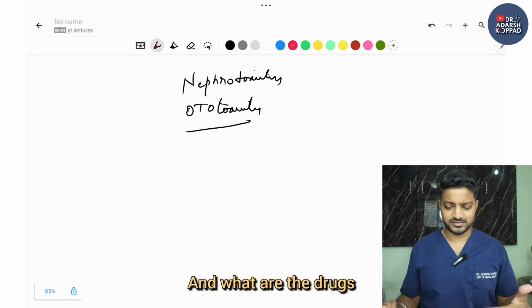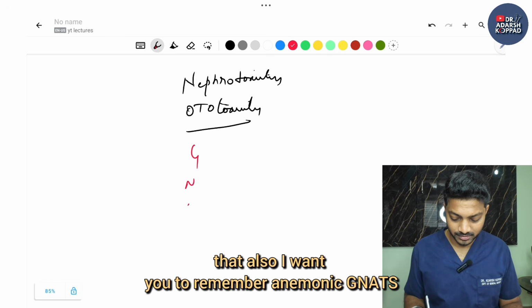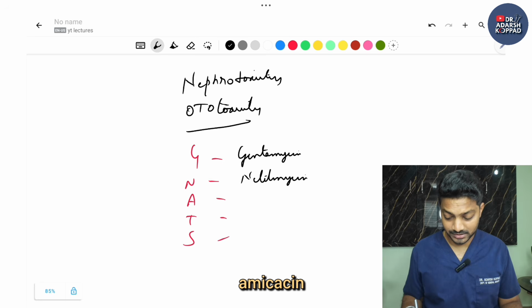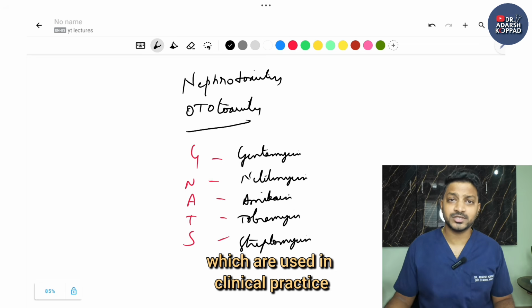And what are the drugs which are present in aminoglycosides? For that also I want you to remember a mnemonic, GNATs. That is gentamicin, netilmicin, amikacin, tobramycin, and streptomycin. These are the most common drugs which are used in clinical practice.